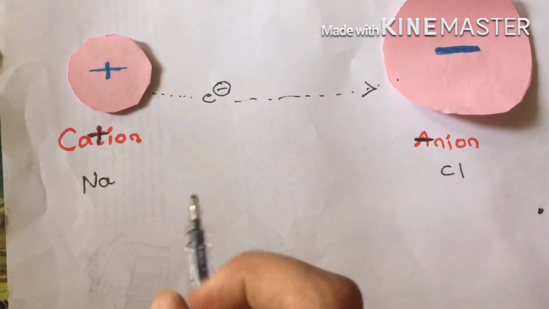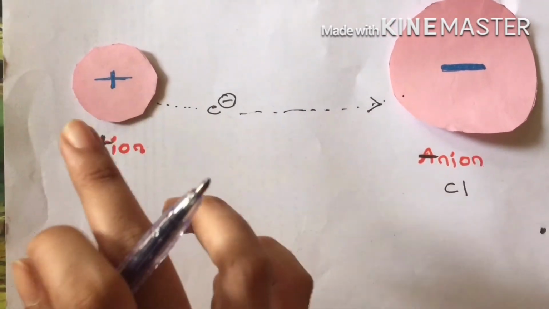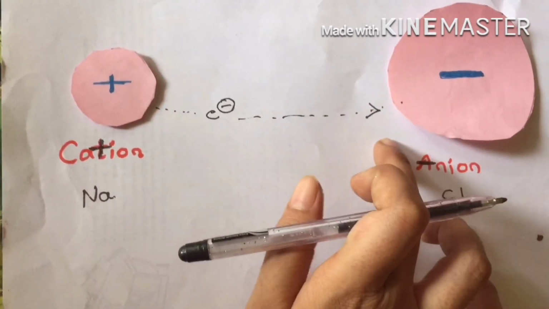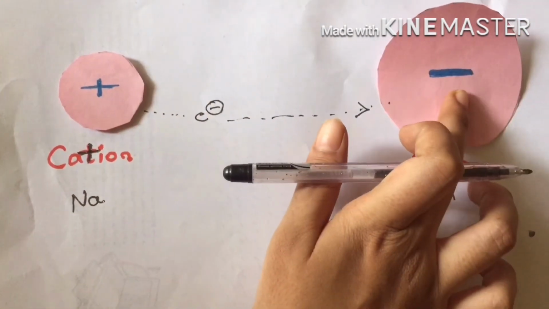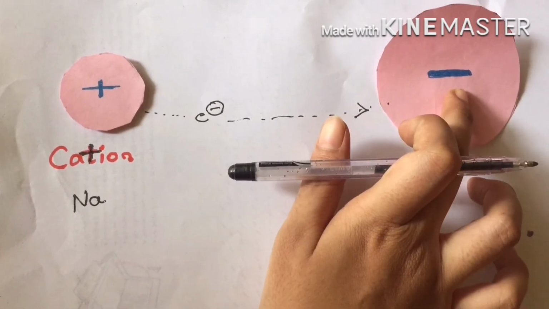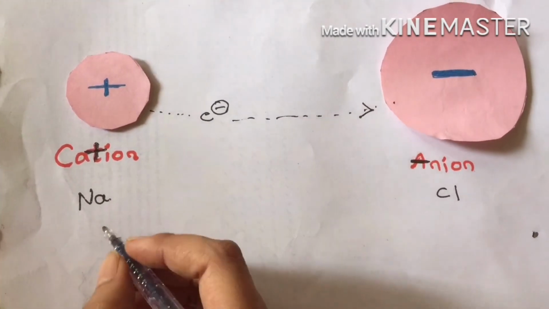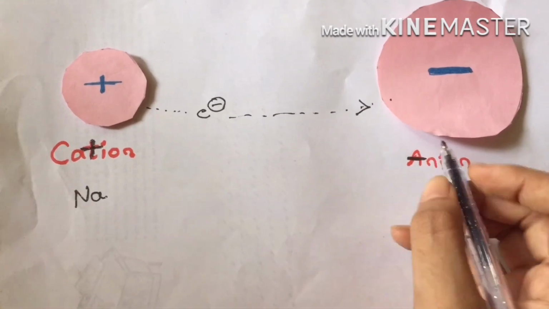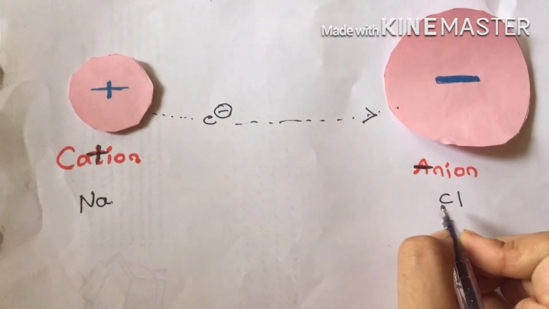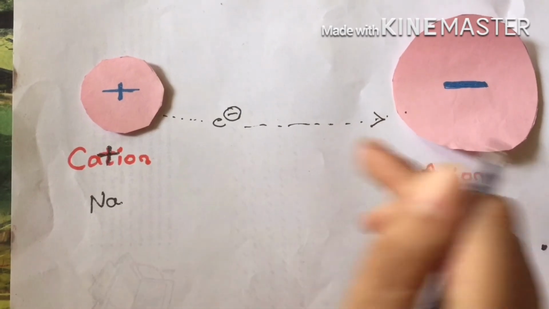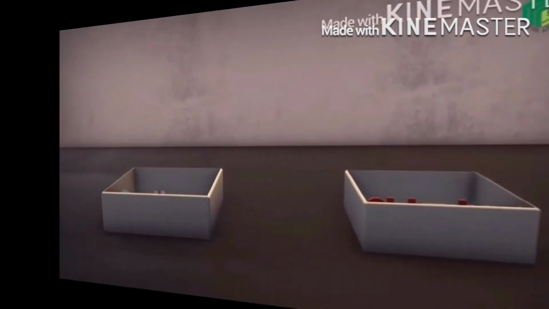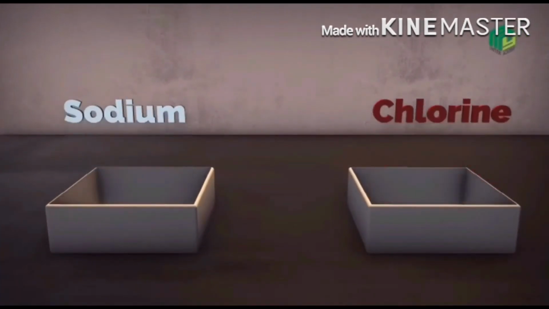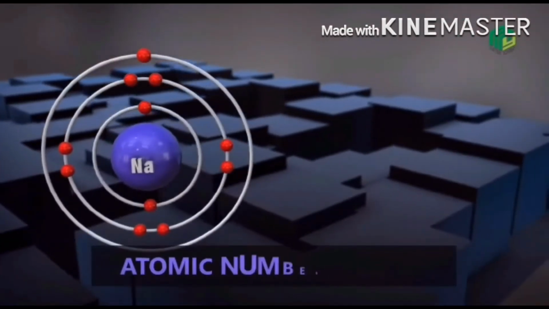Now we will see what is ionic bond. Ions we have two, cation and anion. So there is a bond formation between cation and anion, and we will see this with the help of example. I am taking sodium Na and I am taking chlorine. So we will see the ionic bond formation between sodium and chlorine. Okay. Here we will see with the examples of sodium and chlorine, where sodium is cation and chlorine is anion.